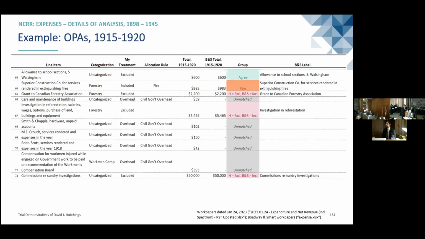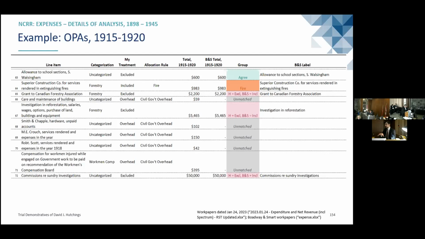Line 65 is a grant to the Canadian Forestry Association. I discussed this a little bit up front when we had some other grants to industry associations, because those aren't connected to a direct Crown resource revenue. I exclude them. There are a couple of examples of this, but they do tend to be fairly small dollar amounts. The next line item to discuss is 67, which is investigation in reforestation. Again, for two reasons: it's a government investigation and it's about reforestation. I exclude that expense.